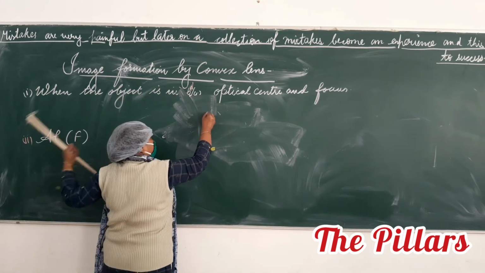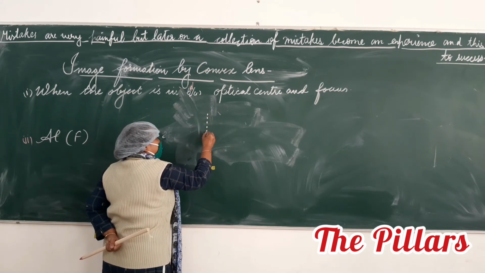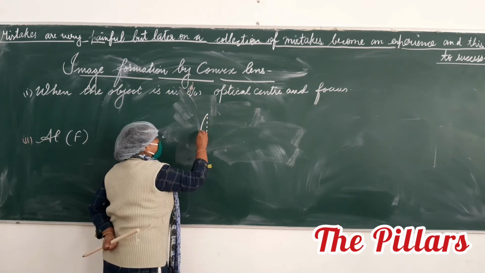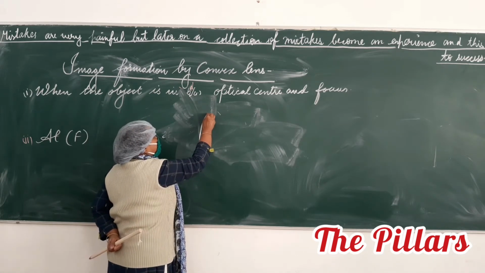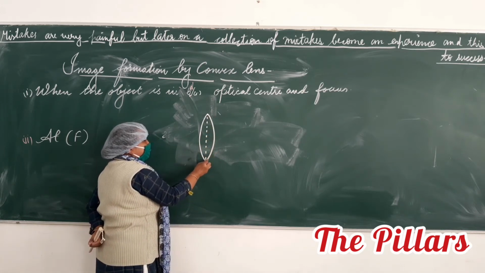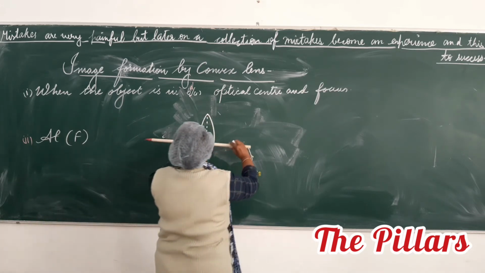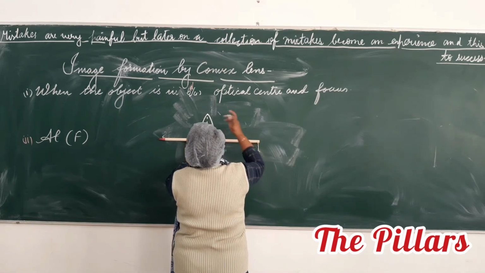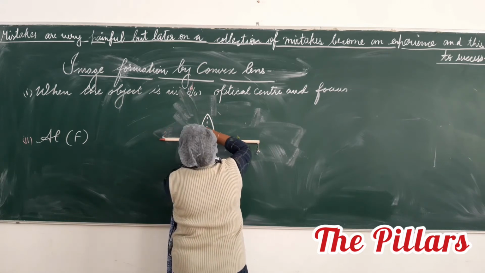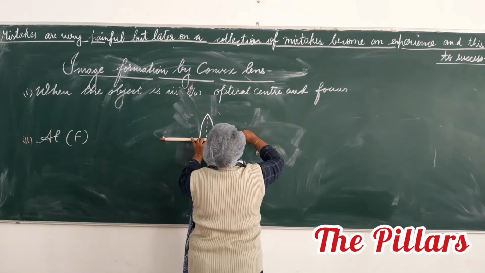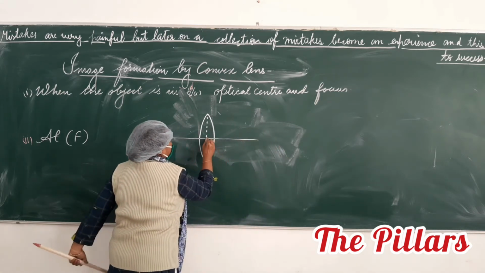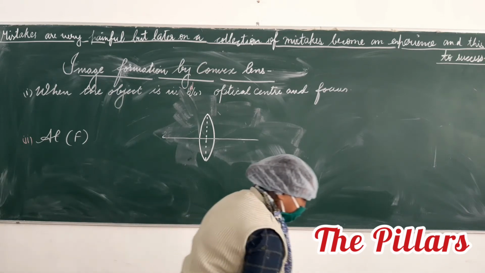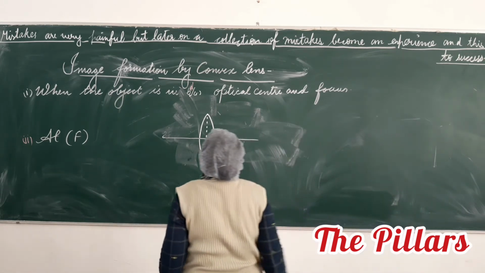Again, see, I have given you a simple trick on how to draw the lens. First, you draw the dotted line, okay, then this part and this part. Complete it. And at the center, the principal axis. And what is this? Optical center.